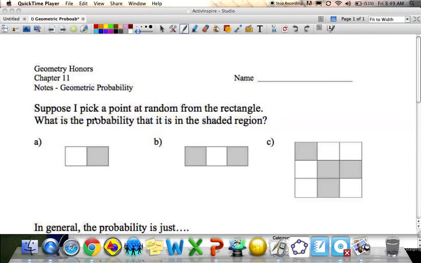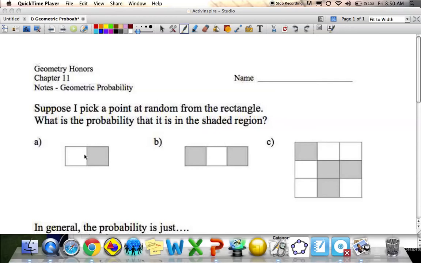Geometric probability. Last class we talked about finding areas of different shapes, particularly sectors and arc lengths. Today we're going to talk about probability. Here is a rectangle of which part is shaded, and we need to find the probability. What do you think would be the probability if I was to drop a dart into this rectangle and land in the shaded area?